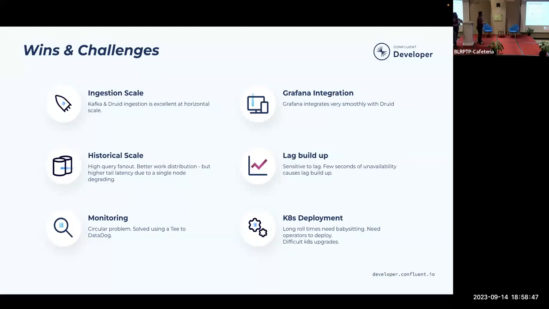And historical scale. Historicals are, I'm not sure if I like them or don't like them, but the thing is they have very high fan out. With very high fan out, what you get is work is distributed much better. Every historical does very little work. But the problem is if one historical is performing badly, your entire pipeline is performing badly. So your tail latency is increased. Sometimes when a single historical node degrades, what we see is all our queries are degrading because all our queries hit all our historicals. So historical scaling is something that you want to keep in mind. I'm not sure how you could do that better while keeping your latency within check.